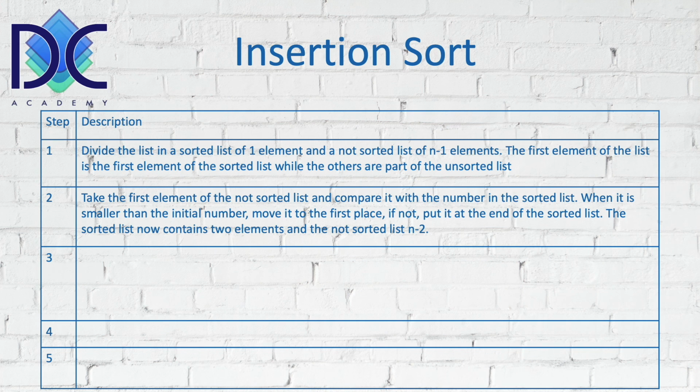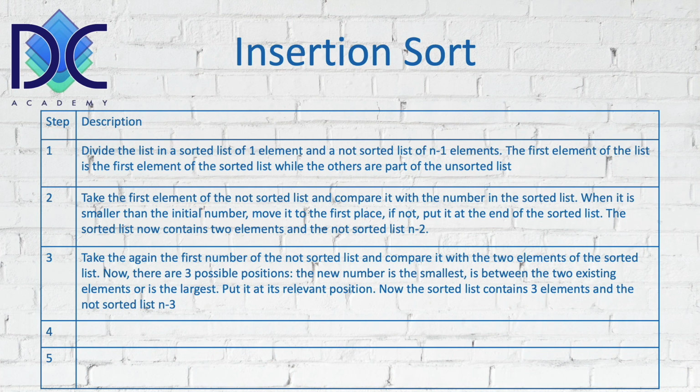Now we have two sorted elements in the sorted list and n minus 2 elements in the unsorted list. We take again the first number of the unsorted list and compare it with the two elements of the sorted list. Now there are three possible positions: the new number is the smallest, is between the two existing elements, or is the largest. You put it at its relevant position, and now the sorted list contains three elements and the unsorted list n minus 3.